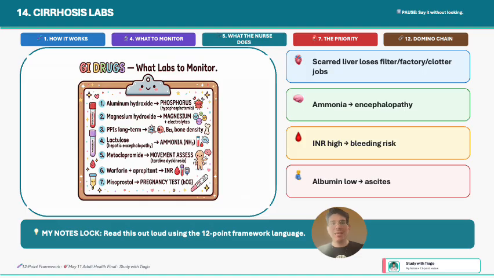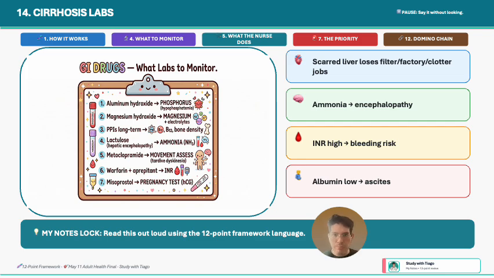So cirrhosis labs make more sense if I tie each to a job. Albumin is about fluid holding. If albumin is low, fluid can leave the vascular space and contribute to edema and ascites. INR and PT are about clotting. If INR is high, the patient has increased bleeding risk because the liver is not making clotting factors well. Ammonia connects to mental status. If ammonia rises, I watch for confusion, sleeplessness, asterixis, and worsening encephalopathy.